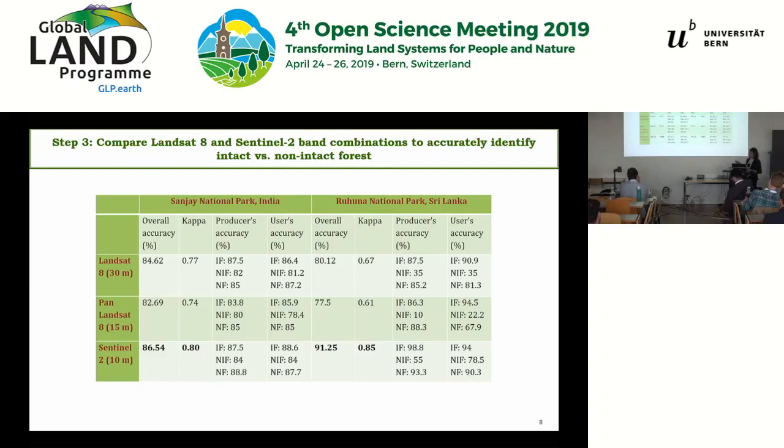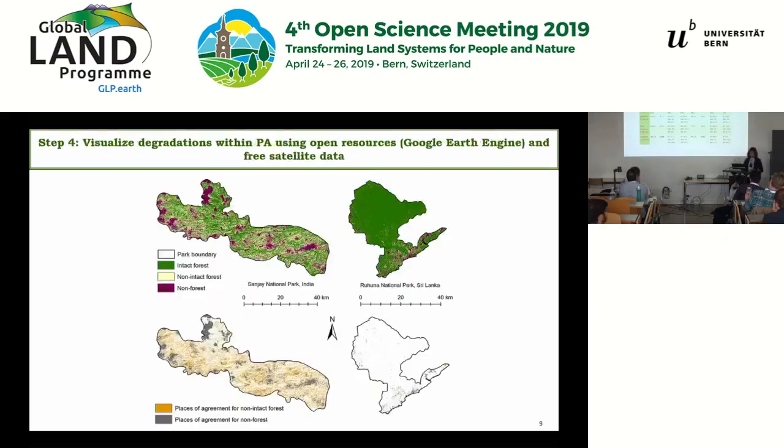And as you can see, Sentinel-2, which is 10 meter, is providing the most accurate classification. We ran a random forest classifier here on Google Earth Engine because we are looking at open resources, free satellite data. Obviously, some of you might consider using much finer level data, for example, Planet Lab data, less than 3 meter, if you can get that for an entire country like India or Sri Lanka for free. If that's not an option for you, then you might want to settle for Sentinel-2, 10 meter.